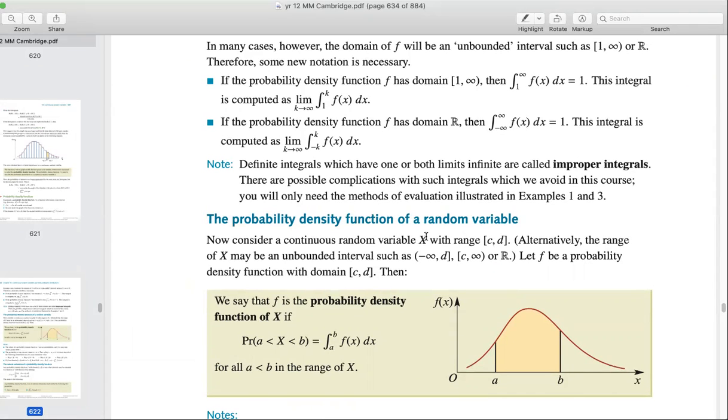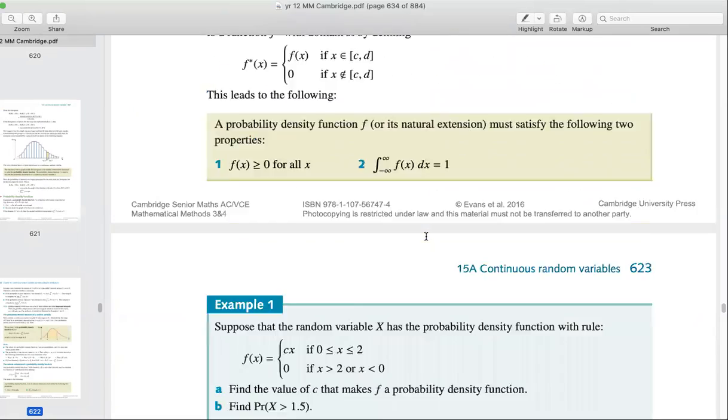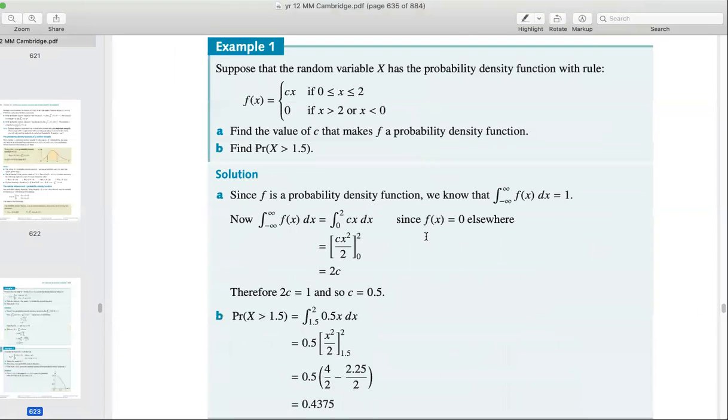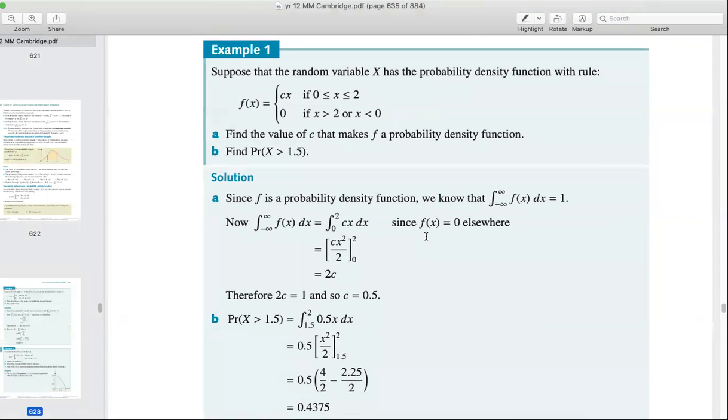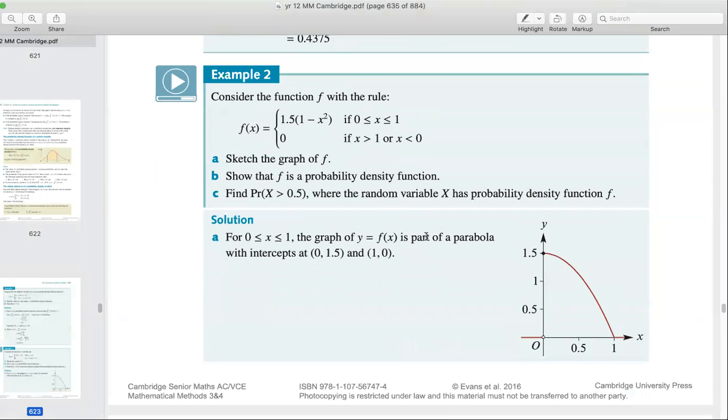So if we want to find the probability between A and B for some region, we have to do the anti-differentiation between A and B. And essentially the area is our probability, okay? So for an example where they want us to show it's a probability density function, it essentially means the anti-differentiation must equal 1, and every single f(x) value must be greater than or equal to 0.